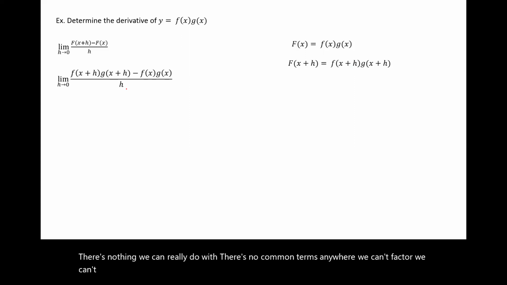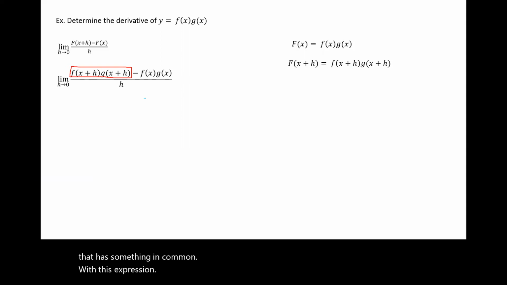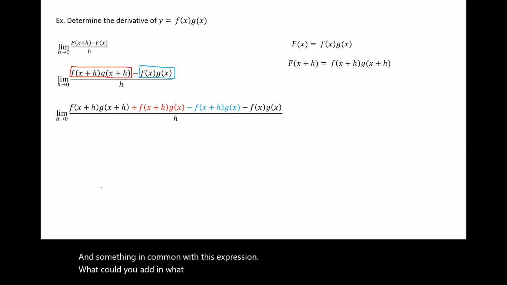So what we're going to do is add something in. We're going to add a term in that has something in common with this expression and something in common with this expression. What could you add in? What we're going to add in is f of x plus h, g of x. And if we are adding it in, we're going to immediately take it away again.